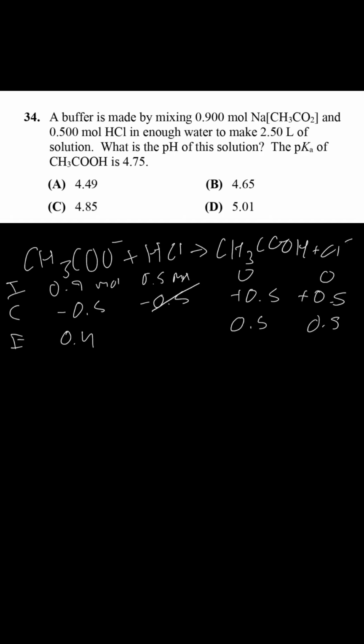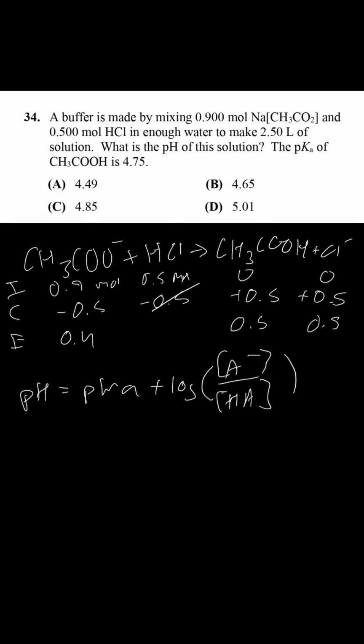deal with the buffer equation. We have pH equals pKa plus log of the concentration of A minus, which is the conjugate base, over HA, or the weak acid. And so here we have a weak acid, acetic acid, and its conjugate base, acetate. And so we have concentrations of both because we know that the solution is 2.5 liters in volume, and we know the moles of each. So we can figure out the pH.